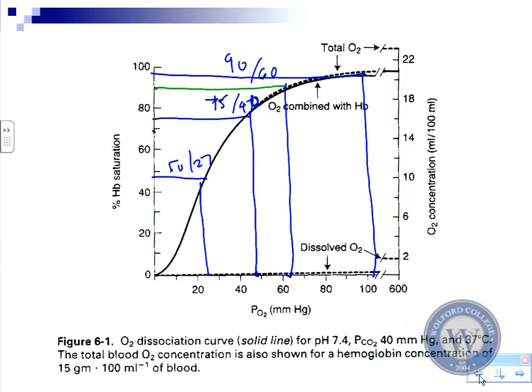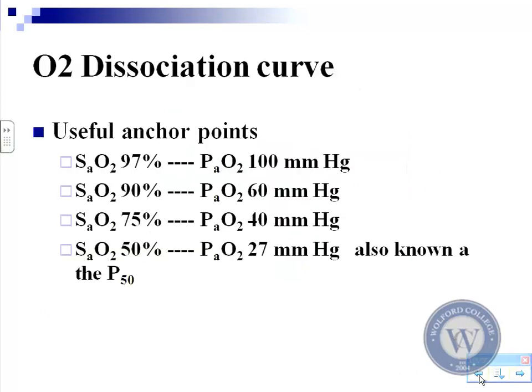Okay? So a PaO2 of 97% is at 100. Okay, that's what that one is. So that's where you have to sort of put the points at, see? Okay. Does that make sense? Or did I not make that clear?